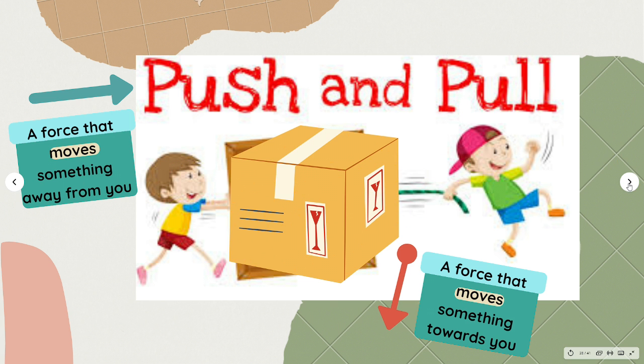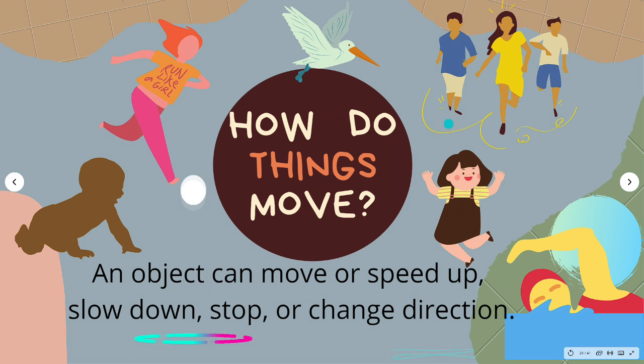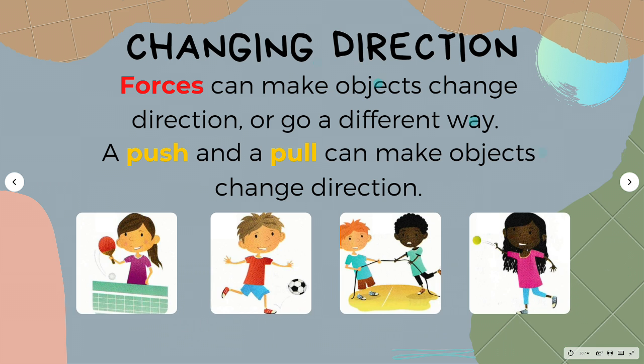Objects will only move if there is a force. Forces can make objects change direction or go a different way. A push and a pull can make objects change direction. Things can move in different directions, like going up, going down, forwards, and backwards. Or you can change directions such as push to the left, push forward, push backward, or go a different way.